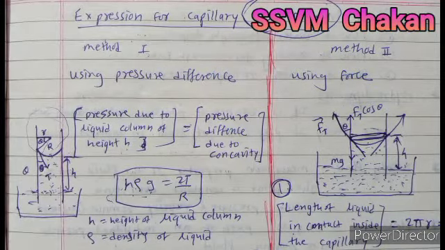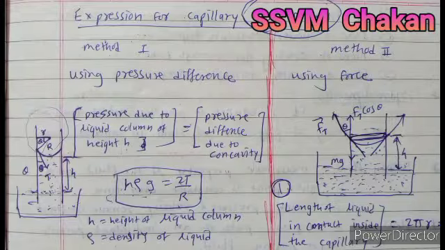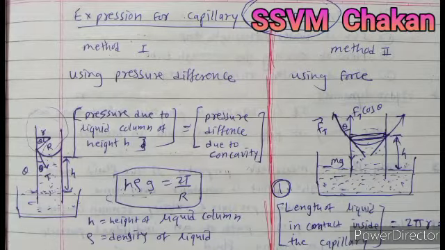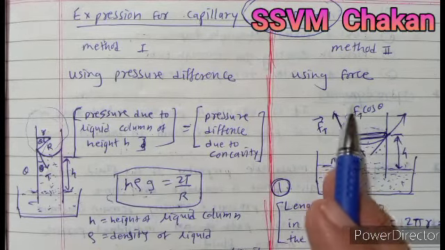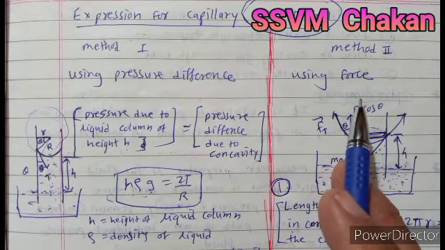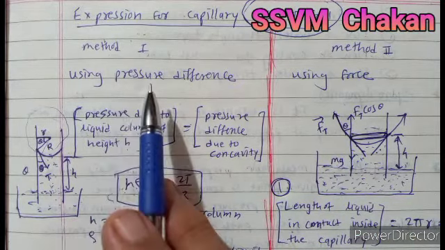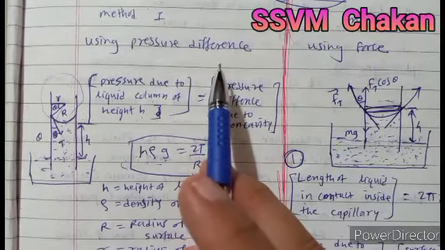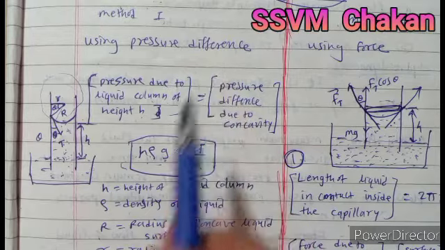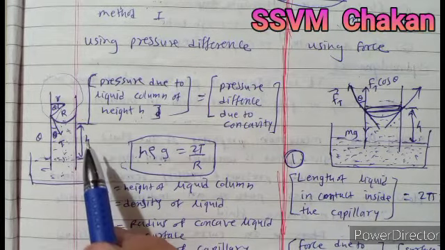Expression for capillary rise or fall. So up to which height liquid rises in a capillary, or up to which depth liquid falls in a capillary, that formula we derive. But that formula we derive using two methods: one using the pressure difference, another using the force, or we say the weight. First we derive the capillary rise using the pressure difference.